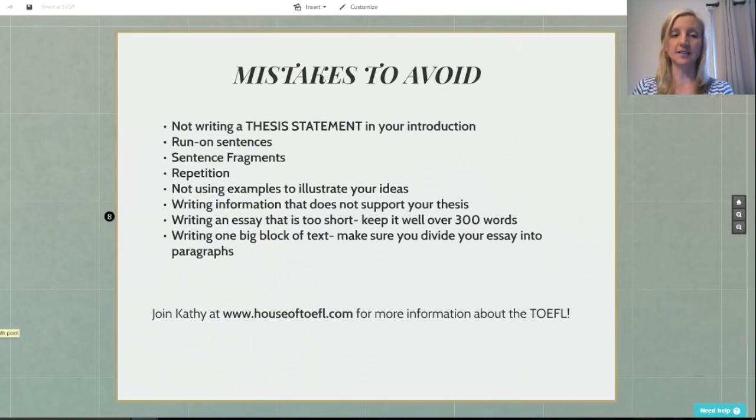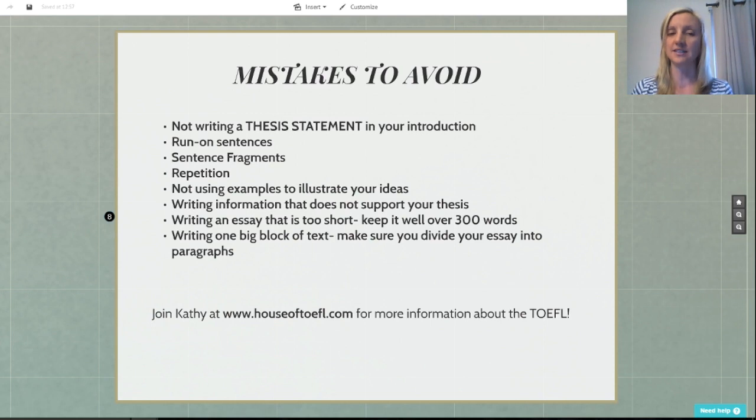These are some mistakes that you should avoid. Not writing a thesis statement. You must have a thesis statement in your introduction. Again, it is the last sentence of your introduction and it's the position you're going to follow in your entire essay. Run-on sentences. If you don't know what run-on sentences are, take a look on Google and find out what they are because you have to avoid them.